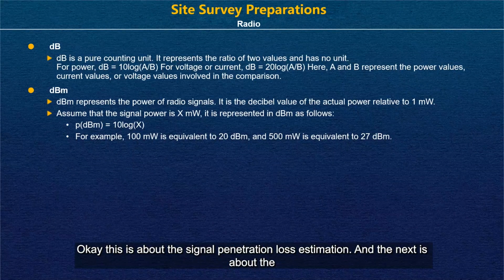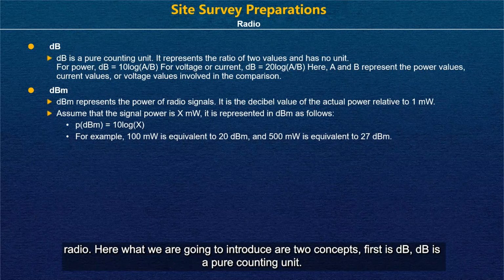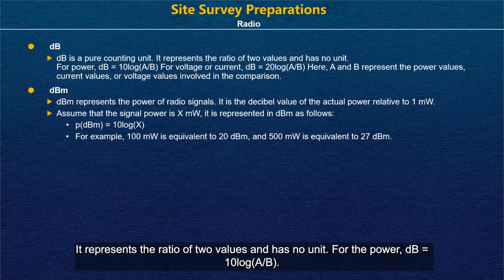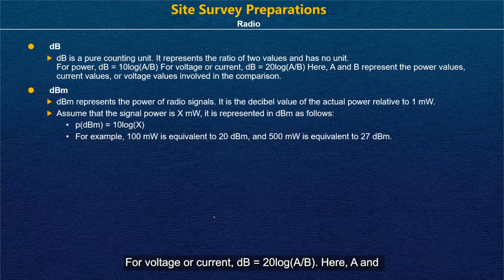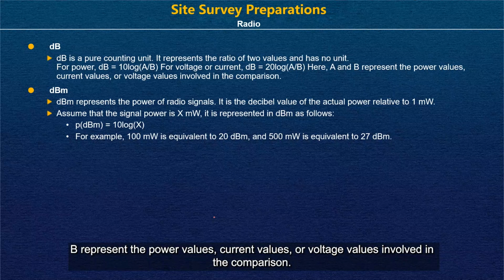And the next is about the radio. Here, what we are going to introduce are two concepts. First is dB. dB is a pure counting unit. It represents the ratio of two values and has no unit. For power, dB equals 10 log A divided by B, while for voltage or current, dB equals 20 log A divided by B. Here, A and B represent the power values, current values, or voltage values involved in the comparison.